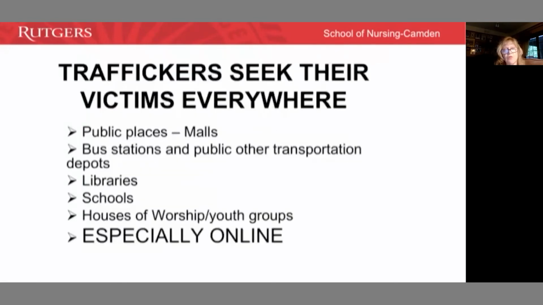They're everywhere. Traffickers look for their victims everywhere. Public places such as the mall is a really big place for them to look for girls in groups and tempt them by, as I said, being an agent, looking for girls to be in their movies or to model. Bus stations where kids hang out because they have nowhere to sleep, libraries, schools, houses of worship, youth groups, and especially online. And Jeanann will talk to you more about how this is happening in the online atmosphere.